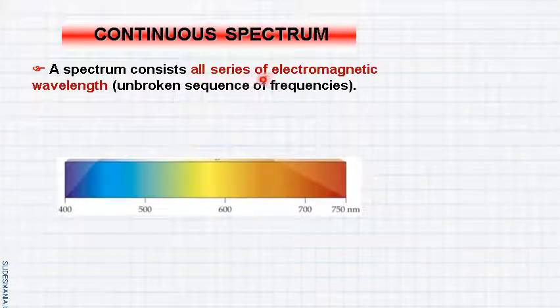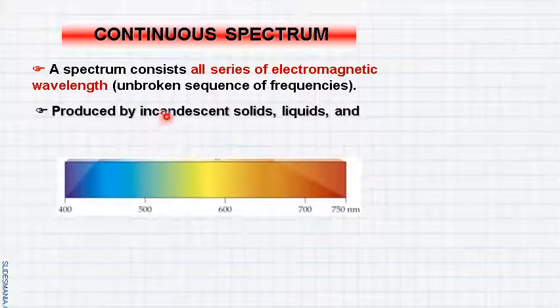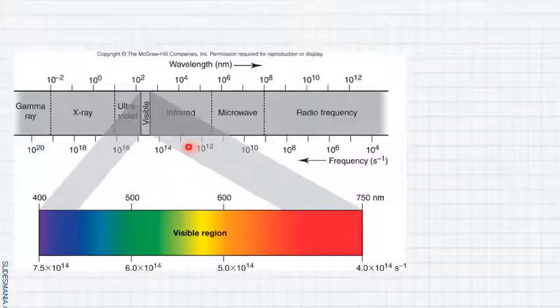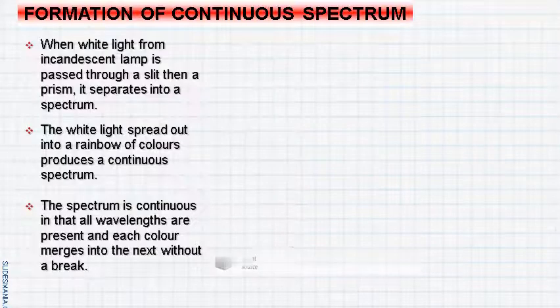It consists of all series of electromagnetic wavelengths, an unbroken sequence of frequency, produced by incandescent solid, liquid, and compressed gas. We can observe the continuous spectrum from the visible series, which means Balmer series. So Balmer series is under visible.